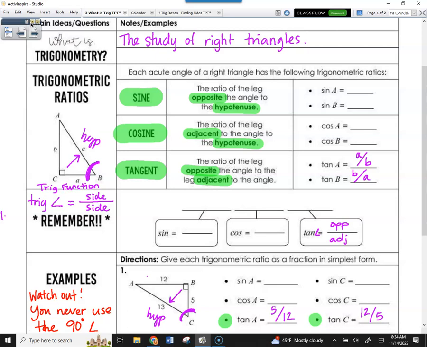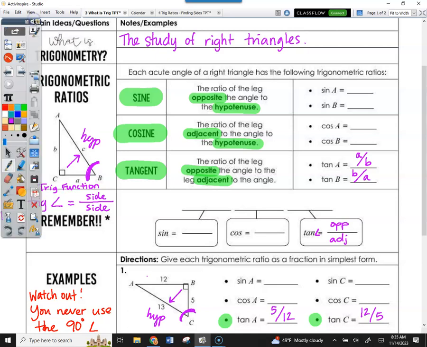Okay, so looking at this picture, remember, we're writing the ratio for both angles, so you have to focus your attention from each angle. So this says, what is the sine ratio for angle A? Imagine yourself standing at angle A. What would be considered opposite of angle A? Side A. And what would be the hypotenuse? C. Which is why it's helpful to label the hypotenuse, because it doesn't matter what angle you're at, the hypotenuse is always the hypotenuse.